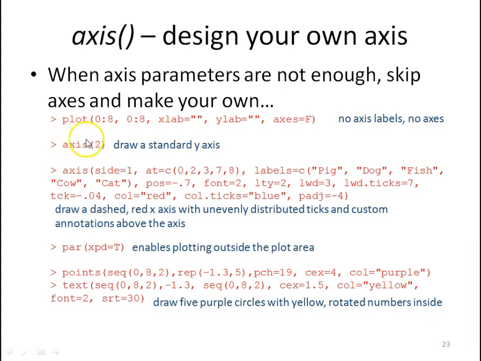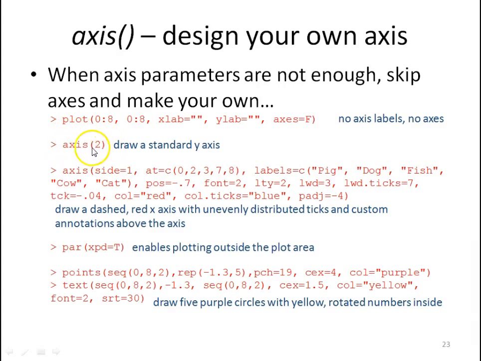In this example, we plot a simple plot, and since we don't want the standard axes, we suppress them using the argument axis equals false. This results in a plot without axis, obviously. The next thing we do here is to plot a standard y-axis.